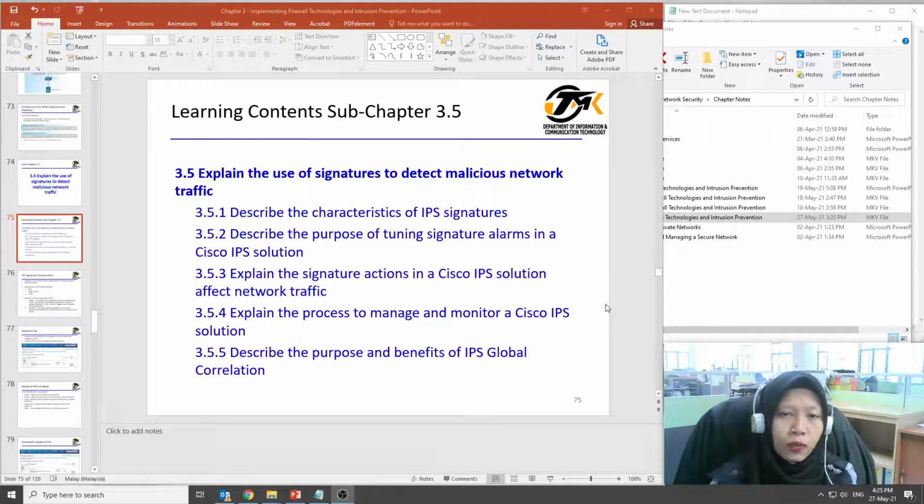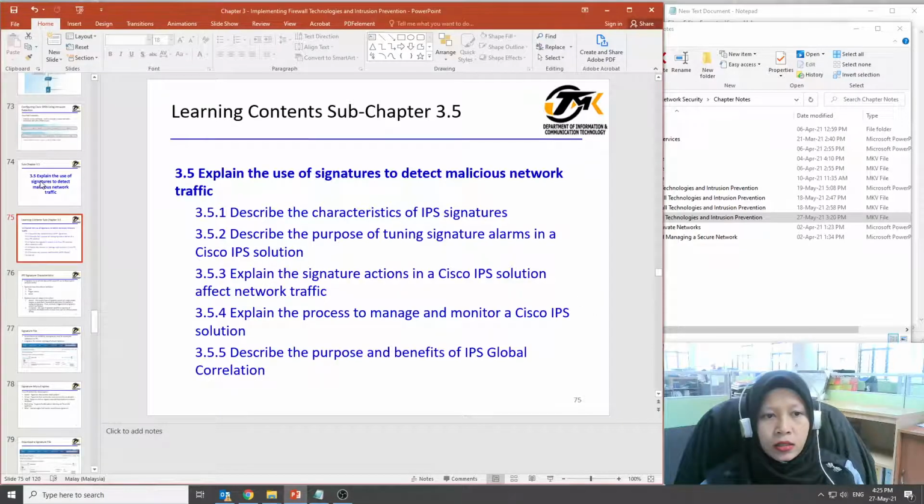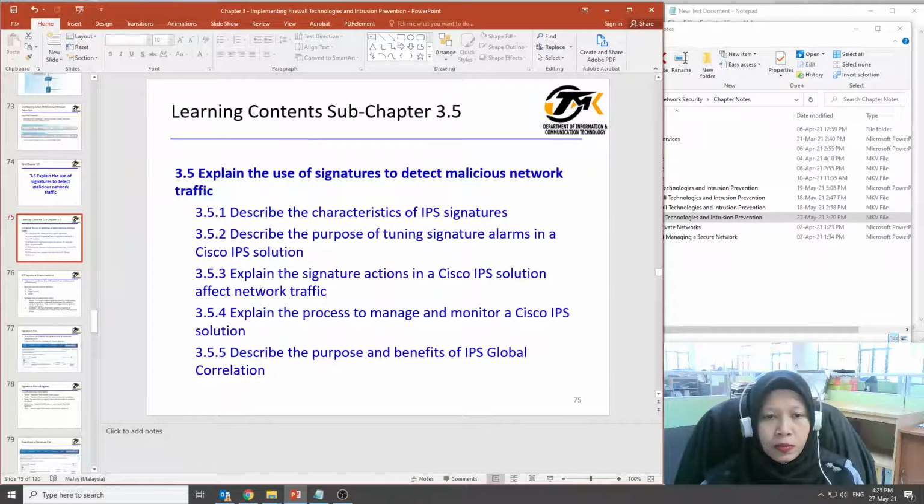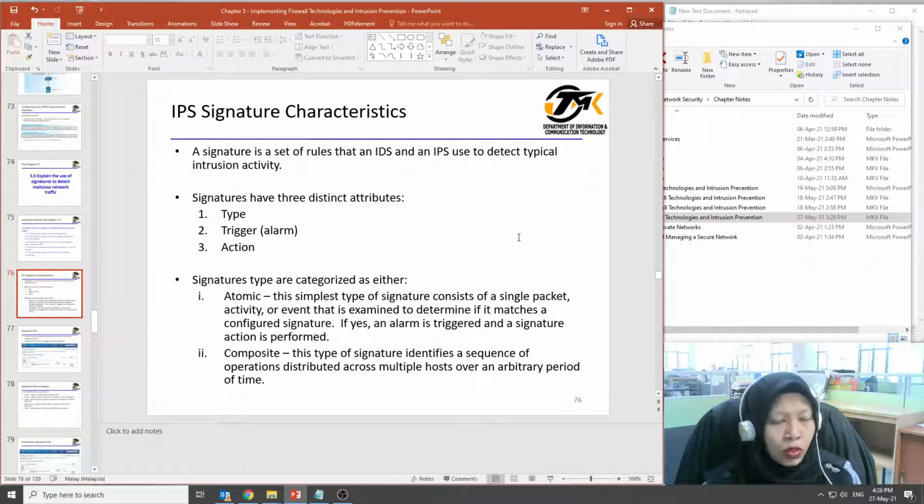So now I will continue with subchapter 3.5, explain the signature to detect malicious network traffic. So this is all the 5 subchapters. You need to describe the characteristics of IPS, the purpose of tuning signature alarm, signature action, the process to manage and monitor Cisco IPS solution, and the benefit of IPS global correlation. So we go to the IPS signature characteristic first.